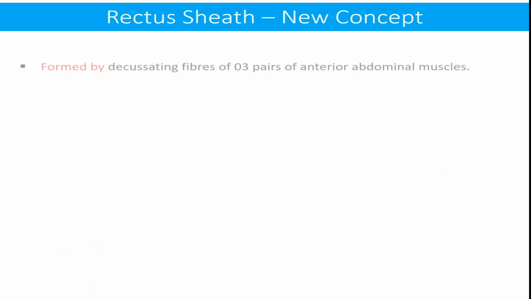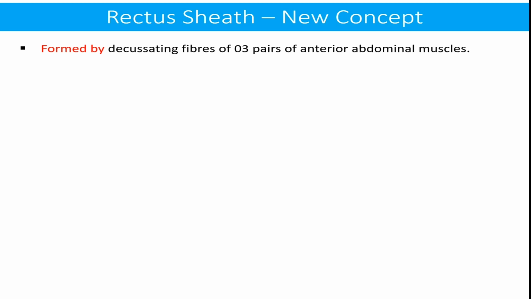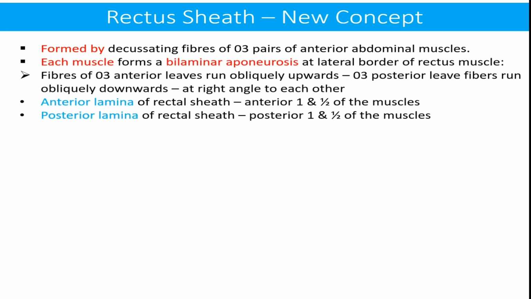Let us have a brief review of the new concept of rectus sheath. Rectus sheath is formed by decussating fibers of three pairs of anterior abdominal muscles. Each muscle forms a bilaminar aponeurosis at lateral border of rectus muscle. Fibers of three anterior leaves run obliquely upward, and the three posterior leaf fibers run obliquely downward at right angle to each other.